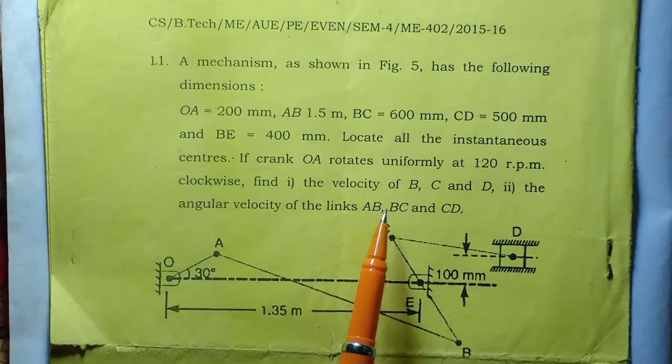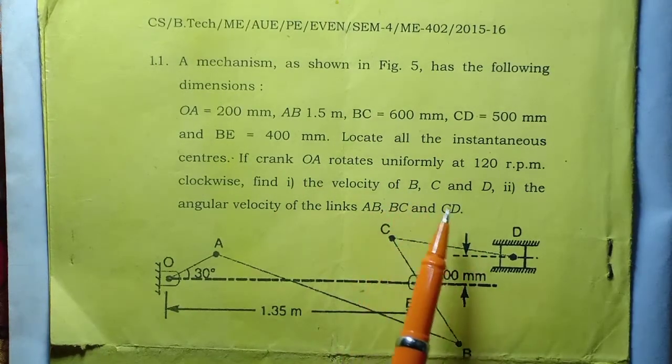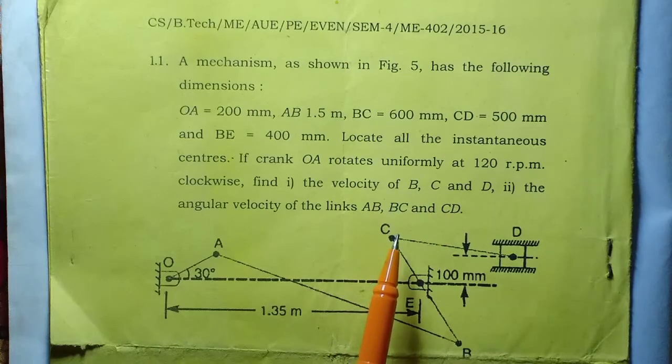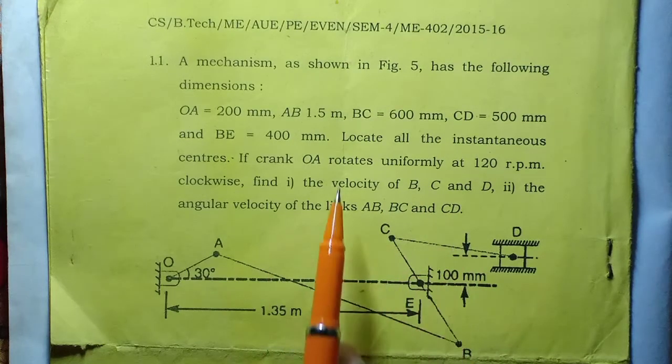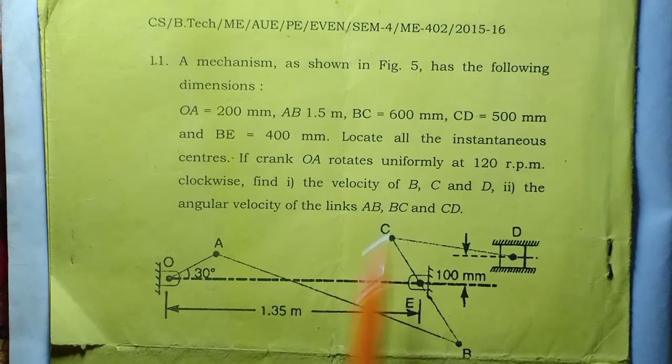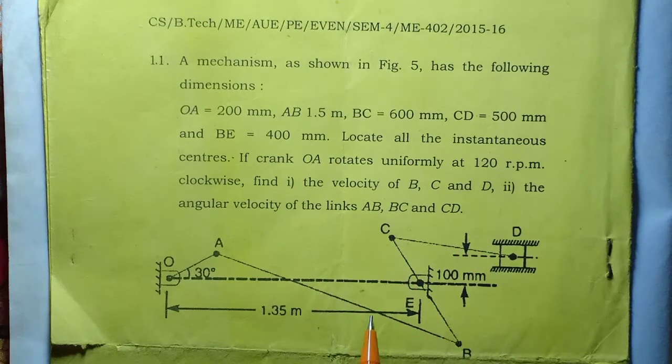Now, to find the instantaneous center of a mechanism, we are choosing this numerical, because from this numerical we can locate all the instantaneous centers. Also we will have the idea how to locate the instantaneous centers. So let's read the numerical.